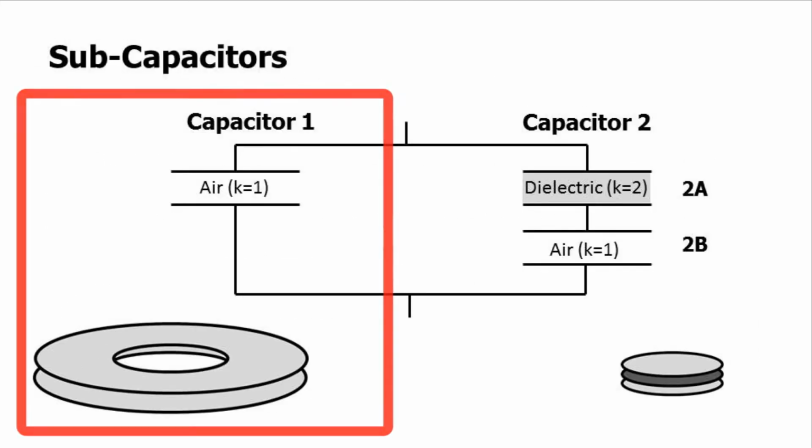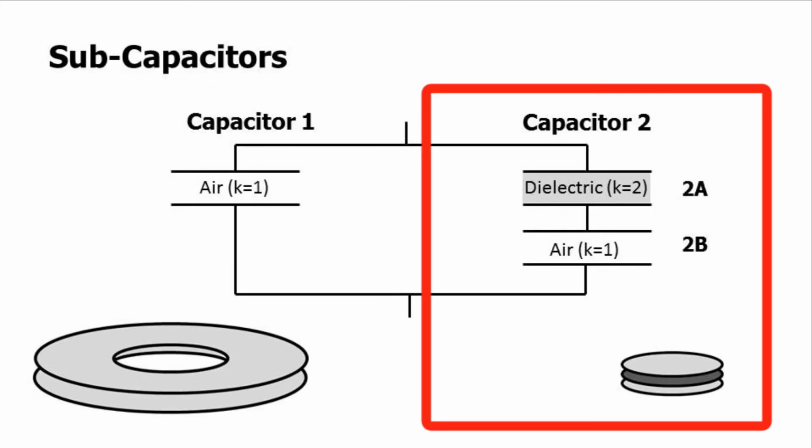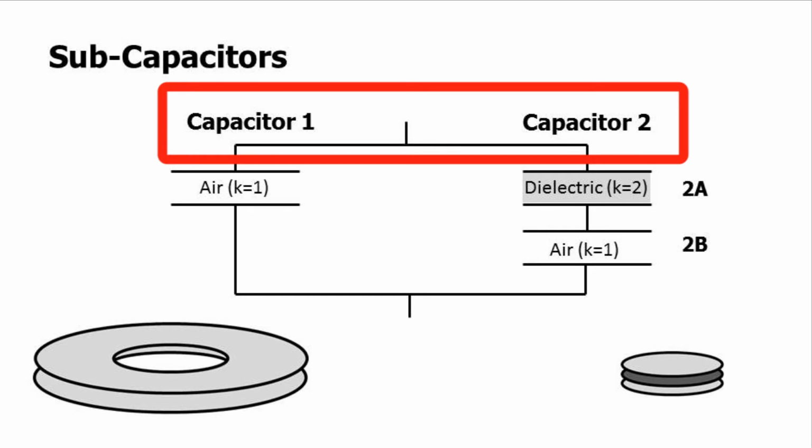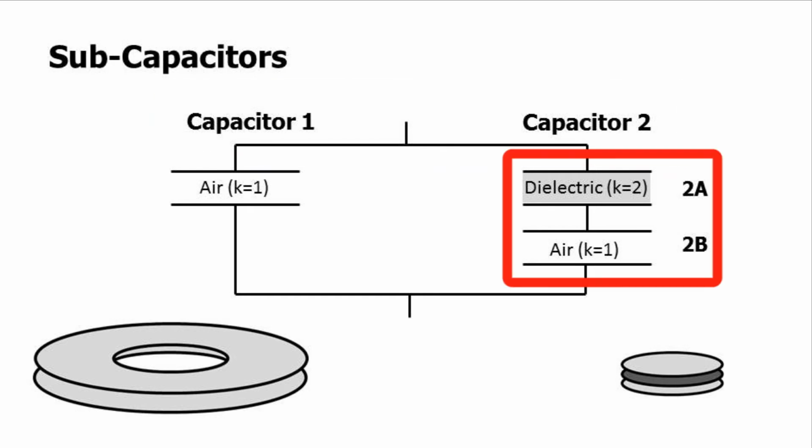Subcapacitor 1 is the outer disk, and subcapacitor 2 is the inner disk, and they can be thought of using this circuit diagram. Subcapacitor 1 and subcapacitor 2 are connected in parallel, and the two regions of subcapacitor 2 are connected in series.